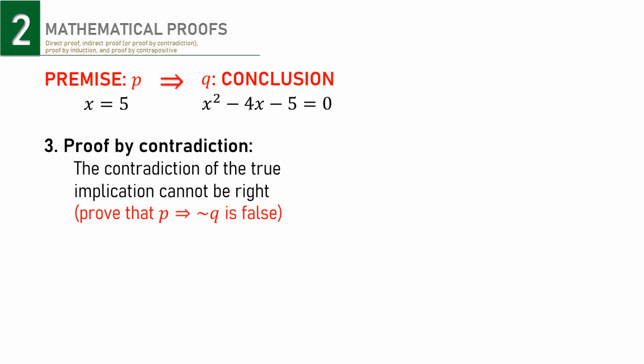In our example, P implies not Q means that x equals 5 implies x squared minus 4x minus 5 is not equal to 0. From direct proof earlier, we know that there is no way that x squared minus 4x minus 5 is not equal to 0 when x equals 5. So this contradiction cannot be right. It's false. In other words, since the contradiction cannot be right, we can conclude that the implication again is true.